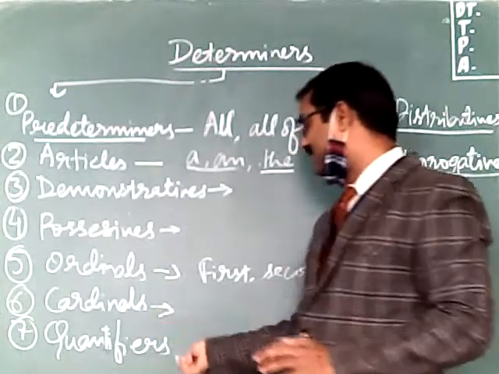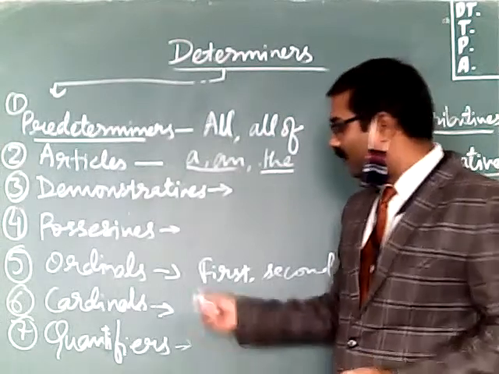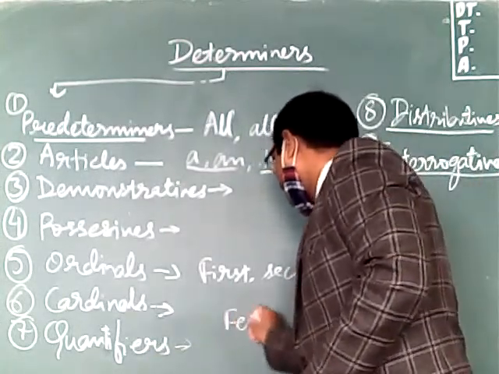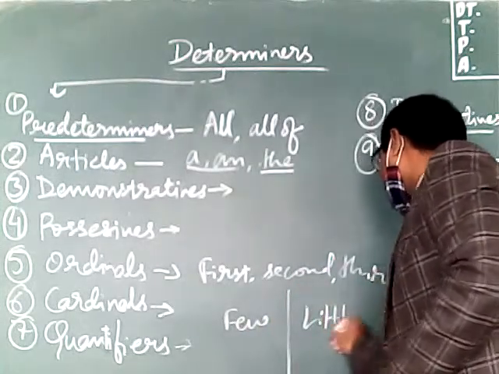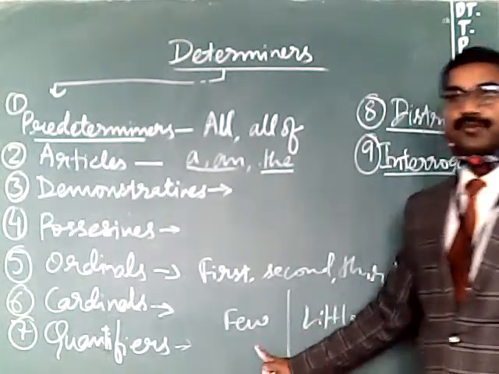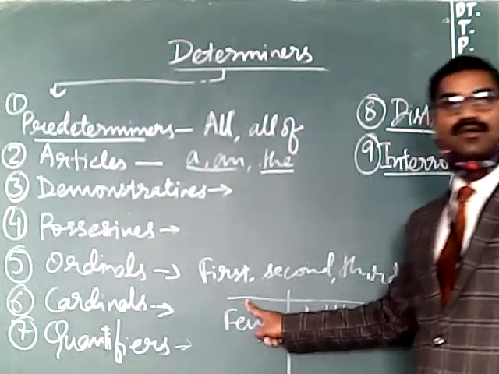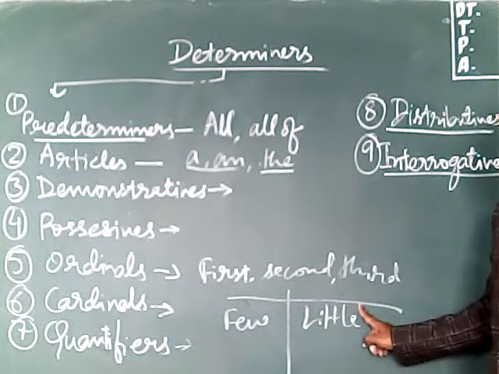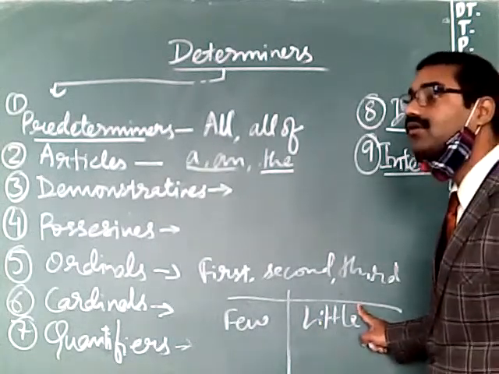So here, quantifiers, when you show quantity, we need to understand some of the things from few and little. When we use few, this is used for countable nouns, and little is used to show uncountable nouns. What is an uncountable noun? Can you give me an example?